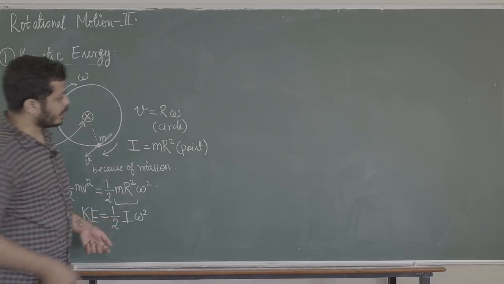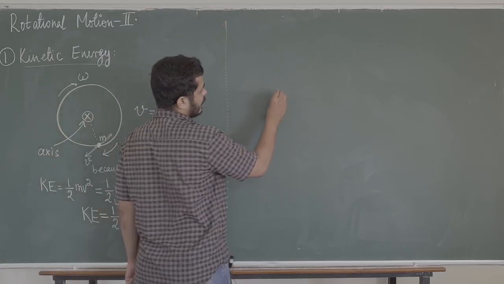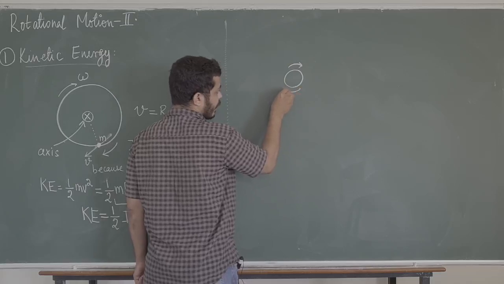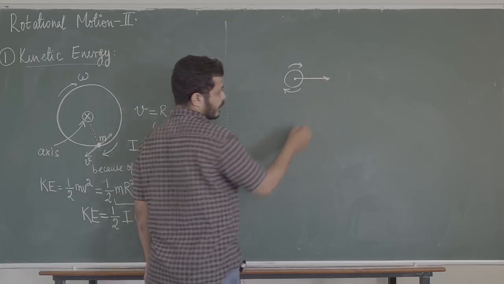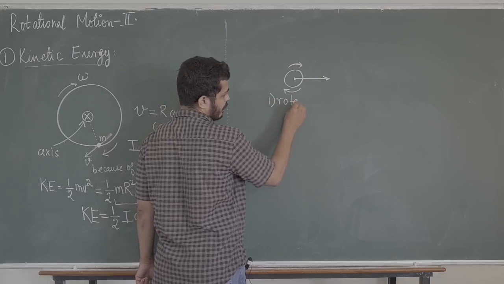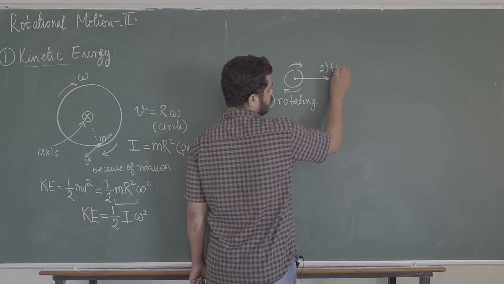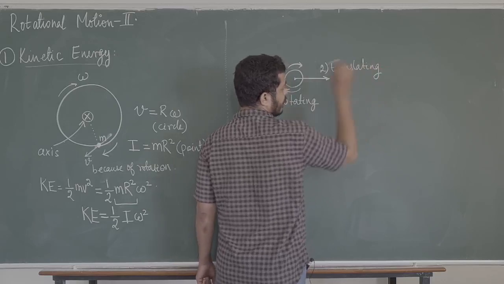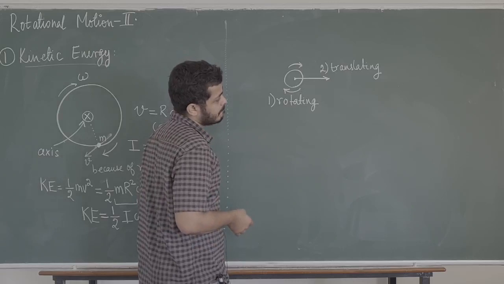Now let's take another situation. Imagine that there is a particle that is rotating. In addition to the rotational motion, the particle is also moving in a straight line. There are two kinds of motions happening at the same time. First, the particle is rotating, and the second thing is the particle is also translating. What is the total kinetic energy of something like this?